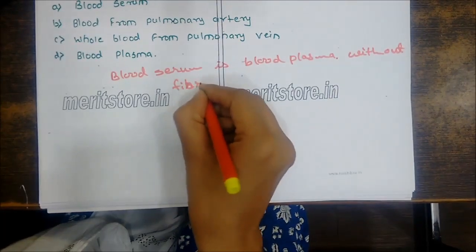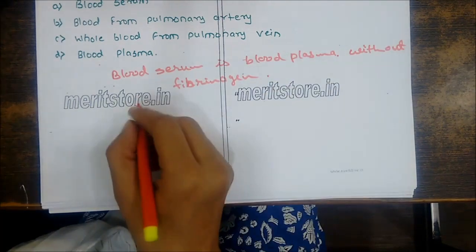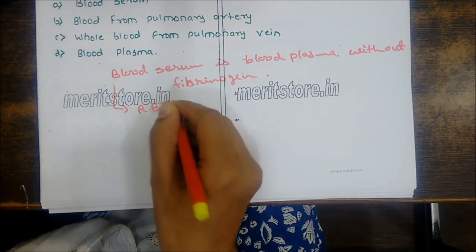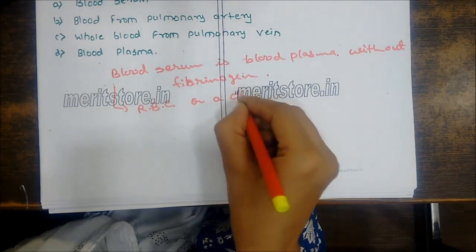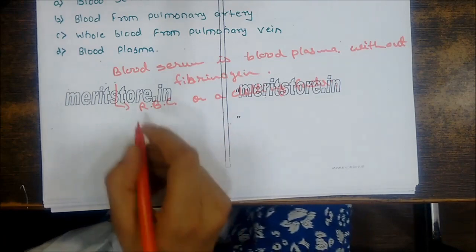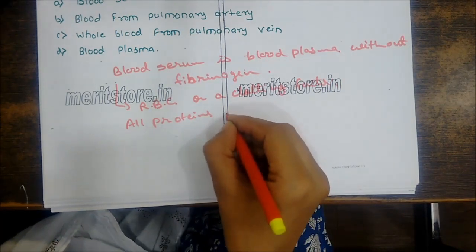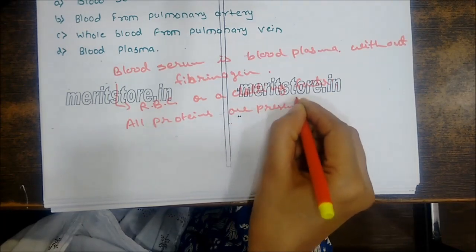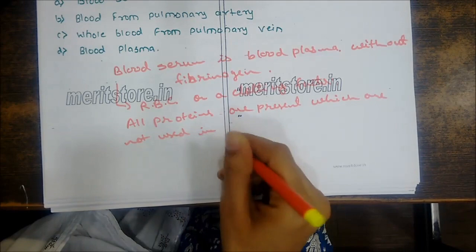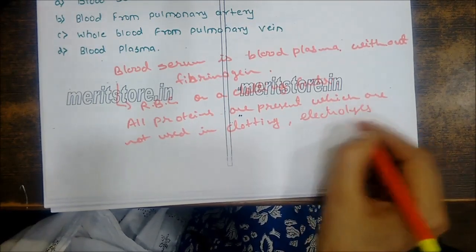Means if we remove the fibrinogens from blood plasma, it will become blood serum, and this blood serum also doesn't have the red blood cells, that is our RBC, or a clotting factor, that is our fibrinogen. It includes all the proteins present in the blood that are not used in clotting, and electrolytes, antibodies and antigens.